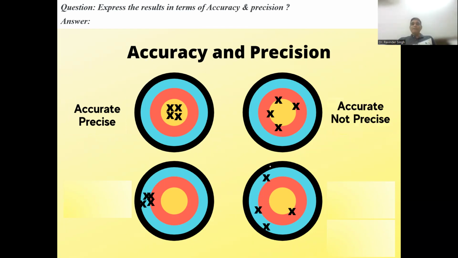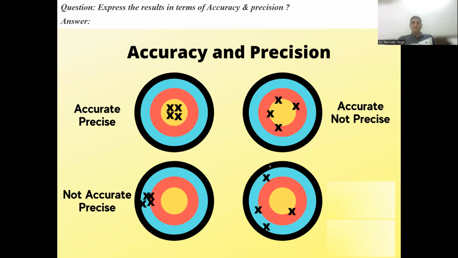In the next one, you can see all the results are nearer to the center, means the results are accurate, but none of the hits are closer to each other, so results are not precise. So in the second case, the results are accurate but not precise. In the next one, none of the hits is closer to the center, but all the hits are closer to each other. So all the results are not accurate, but all the results are precise.